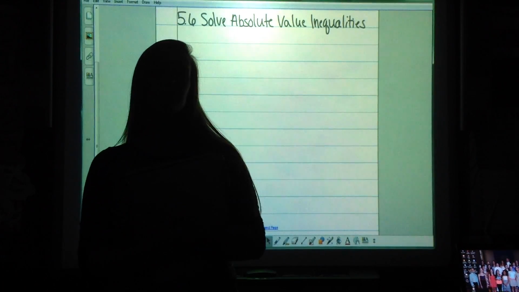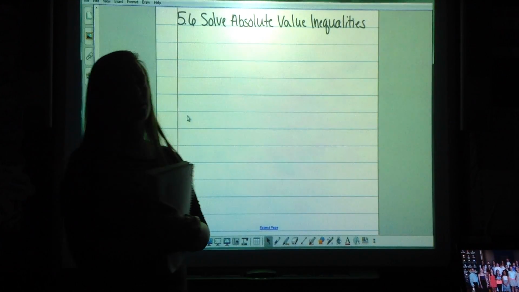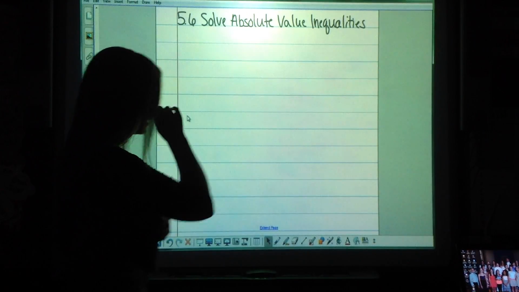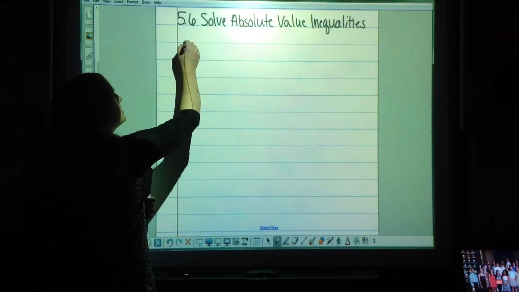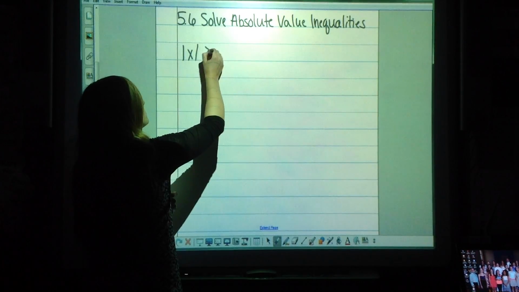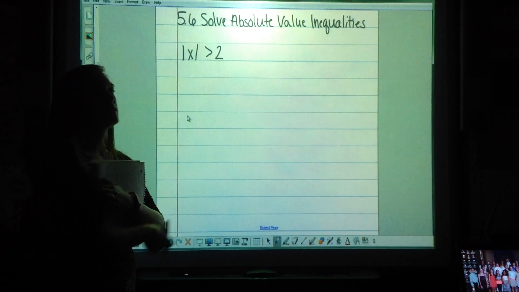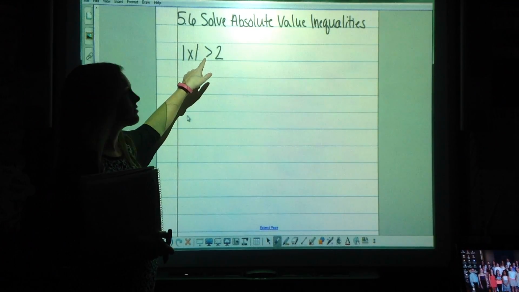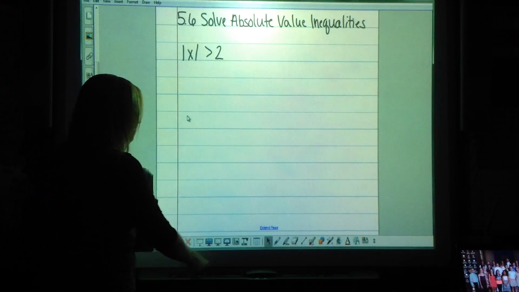We're going to continue with absolute value by solving absolute value inequalities. With this, you're going to see two different types of inequalities. You might see the absolute value of x is greater than 2. This says the distance between x and 0 is greater than 2. We're going to write that down.